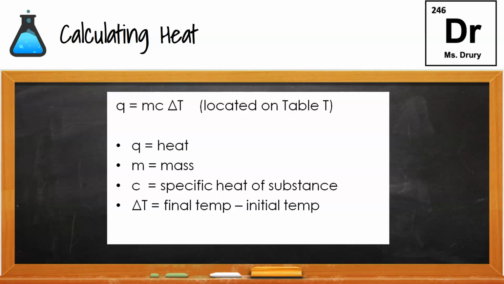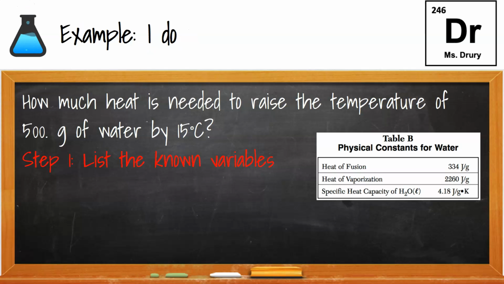The formula for calculating heat is on the back of your reference table, table T, and it shows you what each letter represents: Q being heat, m being mass, c being the specific heat for the substance, and ΔT being the final minus initial temperatures. We're going to do an example together, and then you're going to do one on your own.